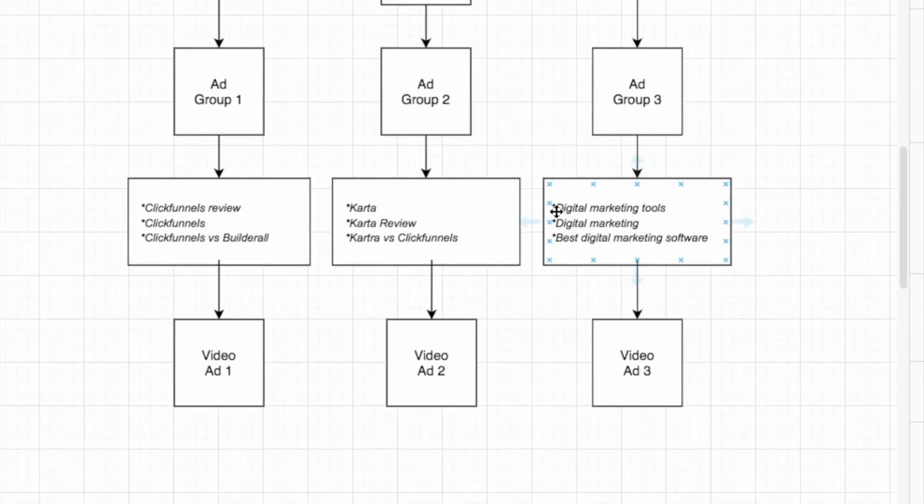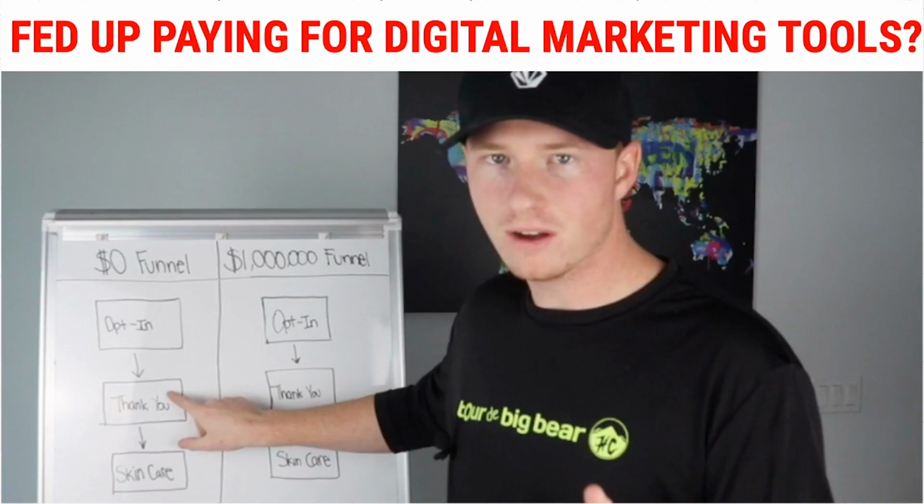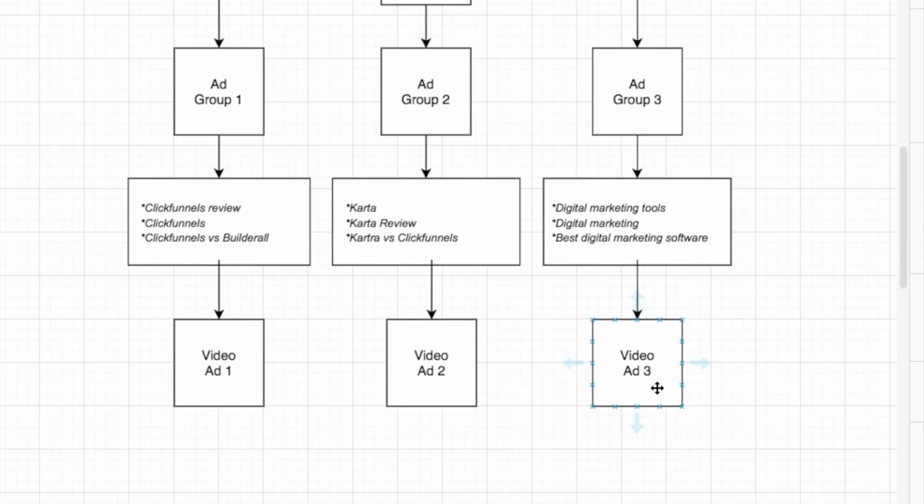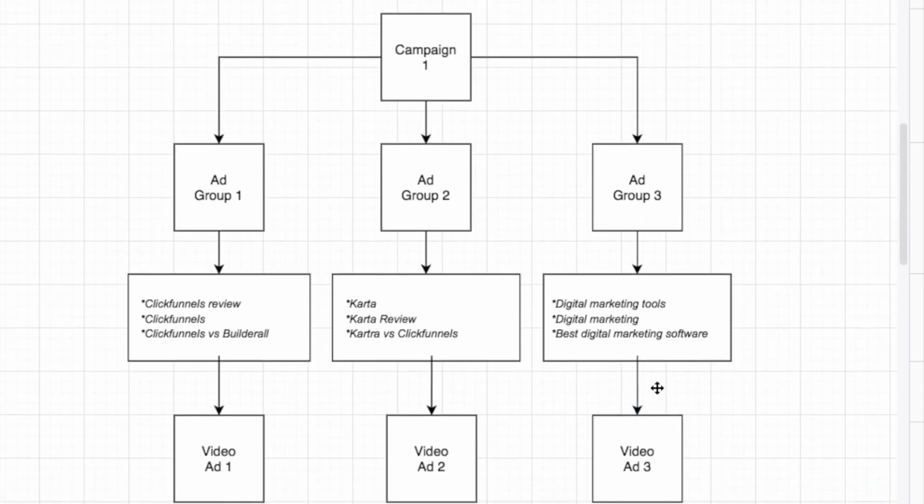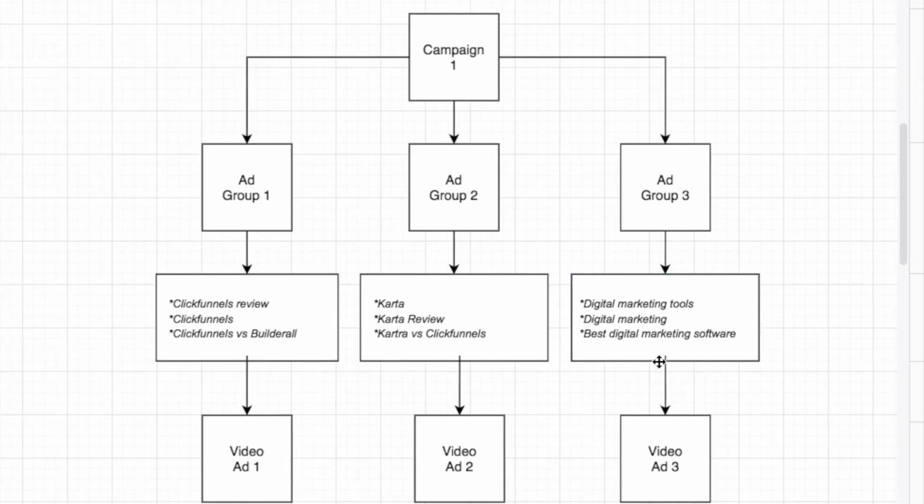So we could target anyone who types in digital marketing tools, digital marketing, and best digital marketing software. We'll have a different ad on this ad group saying, are you fed up with overpaying for digital marketing tools, right? That would be the headline, and then you craft an ad like I showed you in the last couple lessons, and then boom, once you create those 3 videos, you have these 3 video ads, you're ready to go. Okay, so once you do that, once you get your thing mapped out, again, you can use the same exact targeting right here.